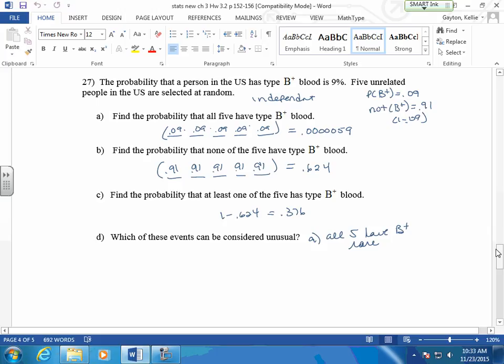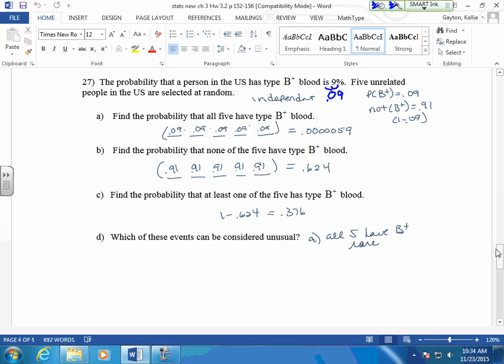This was a nice one. I love when they give you the ones where you have to lay out the lines. The probability that a person in the U.S. has B positive blood is 9%. 9% we write as 0.09. Move your decimal place 2 places.